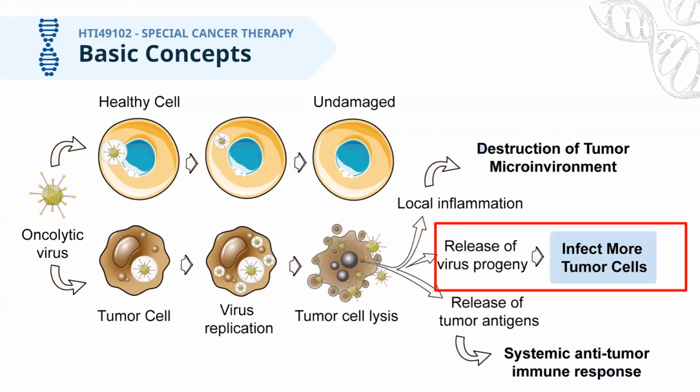Subsequently, we'll have a lot of interaction, like local inflammation to destroy the tumor microenvironment and releasing the virus progeny so that more tumor cells could be infected. We also utilize the immune system. By the release of tumor antigens, we could induce and trigger the systemic anti-tumor immune response.